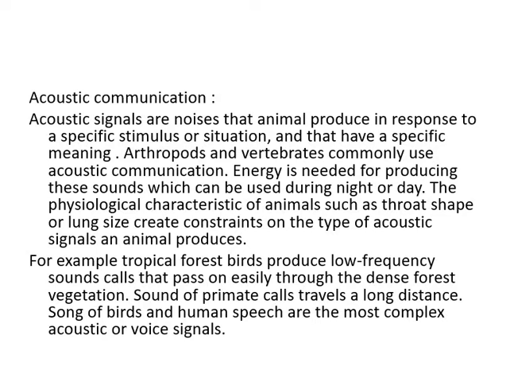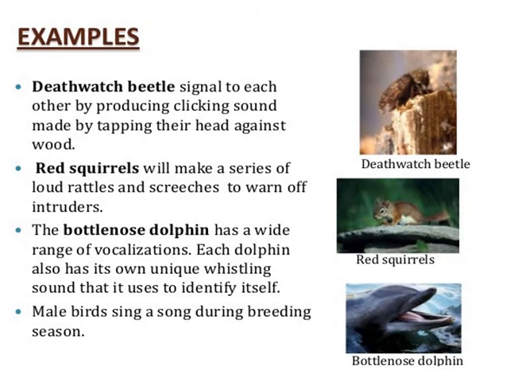For example, tropical forest birds produce low frequency sounds, calls or singing voices that pass on easily through the dense forest vegetation. Sound of primate calls travels a long distance. Song of birds and human speech are the most complex acoustic or voice signals among the advanced animals like mammals and birds. Okay, dear students, more examples of communication are shown by three animals. One is death watch beetle, an insect, or red squirrels, and bottlenose dolphin.